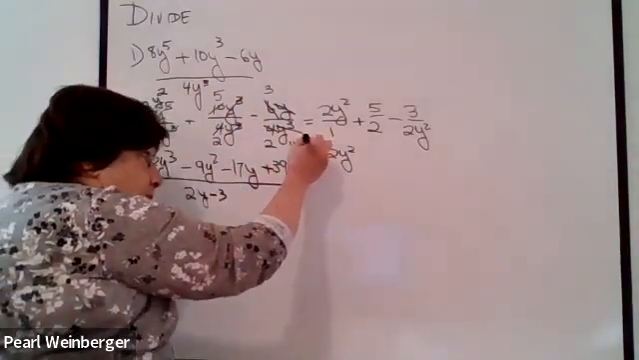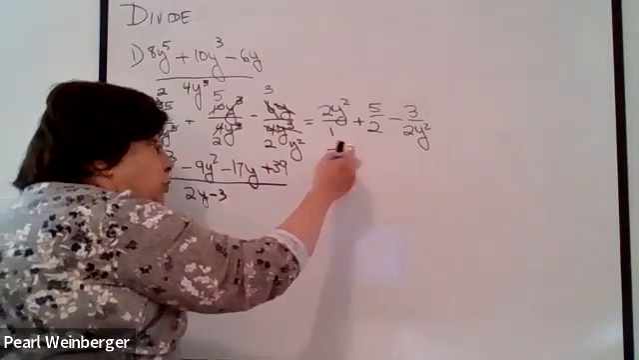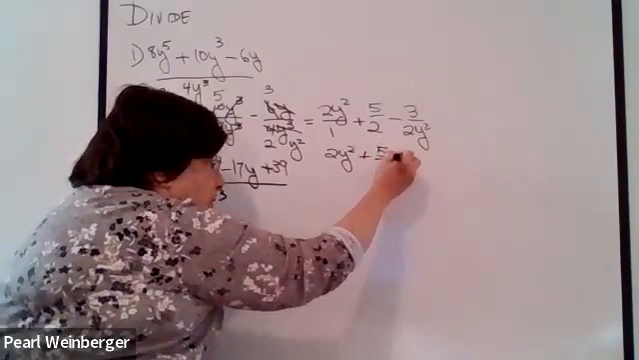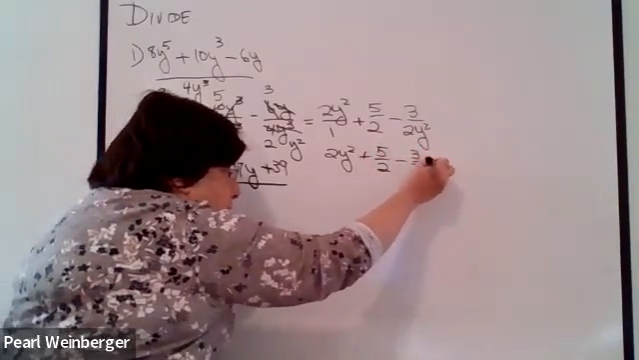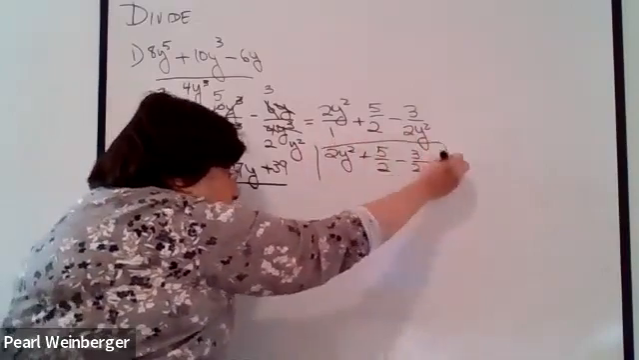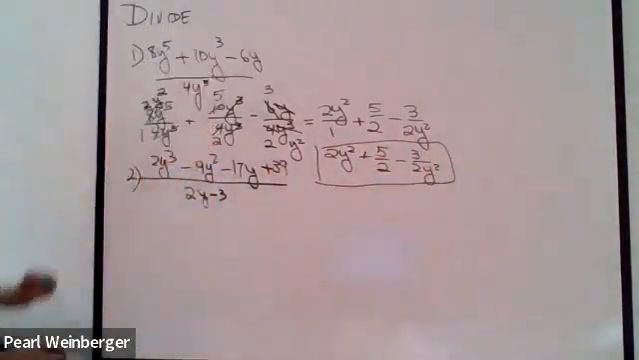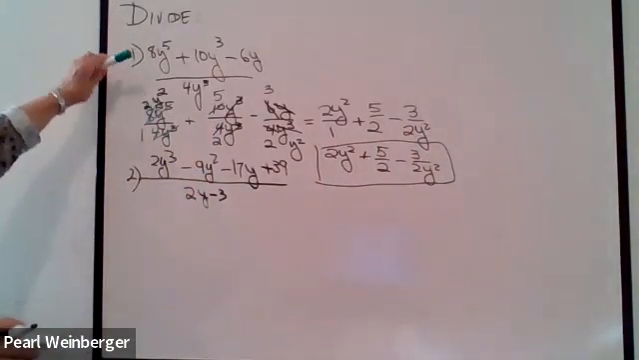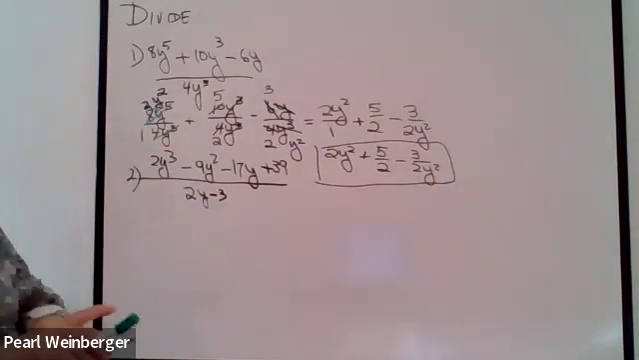So we could have written this answer as 2y squared plus 5 over 2 minus 3 over 2y squared. And that would be your answer in simplest form. That's what you do when you divide. We're not reducing, we're dividing a polynomial by a monomial.